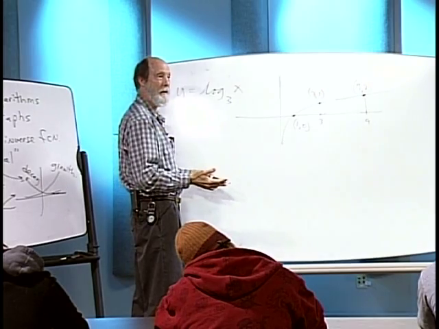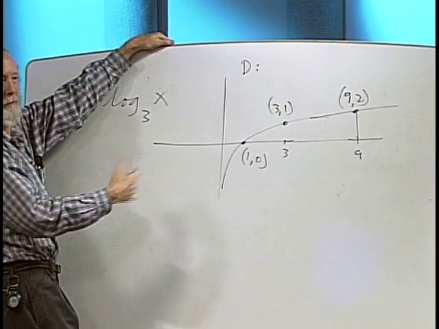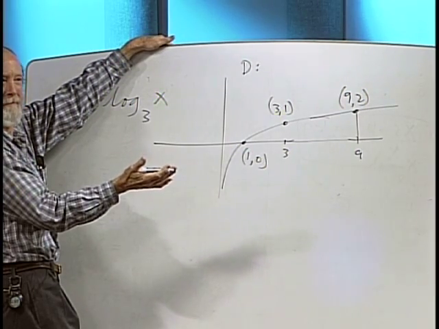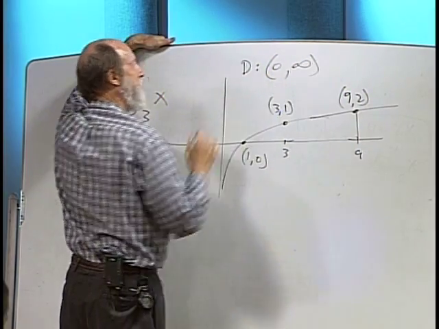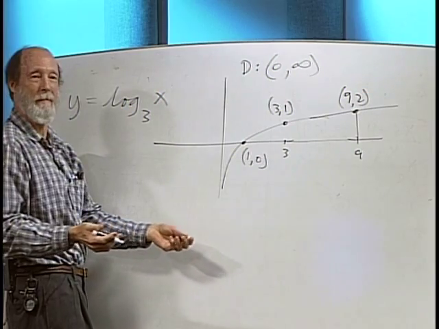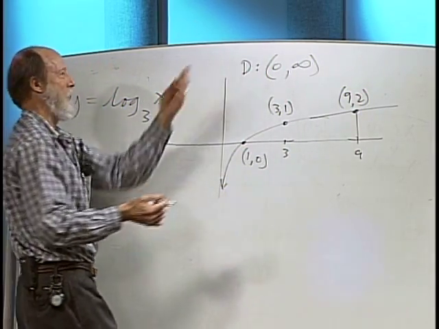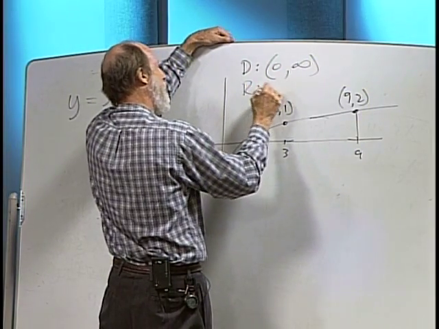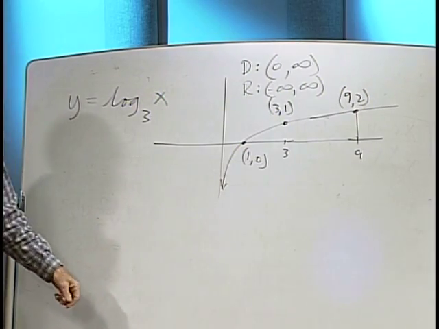Domain? Look at the picture. 0 to infinity. Not including 0, though. Greater than 0. Right? Range? Negative infinity to infinity. All real numbers, right? Good. Everybody okay with this?